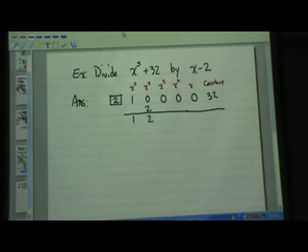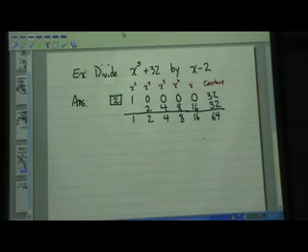Add to get 2, multiply by 2 to get 4. Add to get 4, multiply by 2 to get 8. Add to get 8, multiply by 2 to get 16. Add to get 16, multiply by 2 to get 32. Add to get 64. Add, multiply, all the way across.